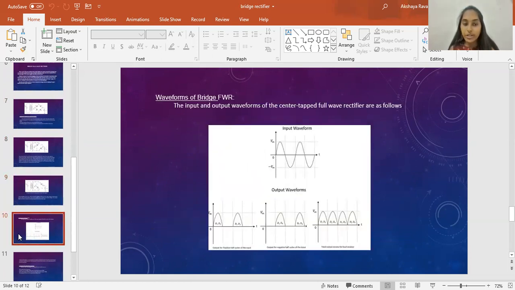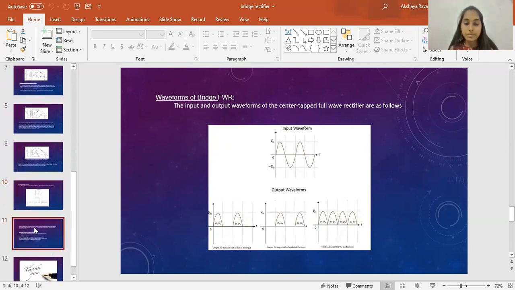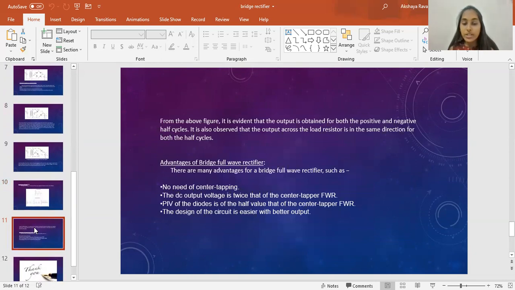Waveforms of the bridge full wave rectifier. The input and output waveforms of the bridge full wave rectifier are as follows. From the above figure, it is evident that the output is obtained for both the positive and negative half cycles. It is also observed that the output across the load resistor is in the same direction for both half cycles.